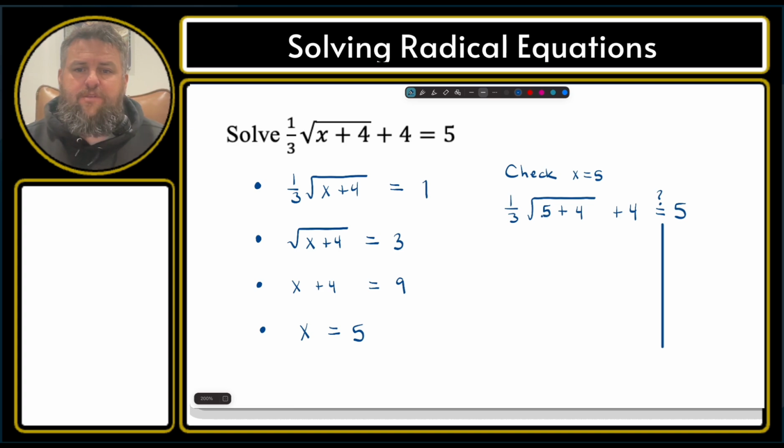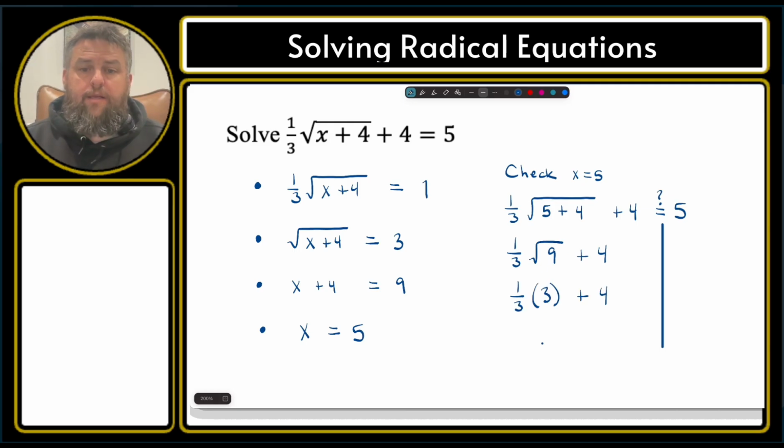Our first step is to evaluate the inside of the radical. Next, we're going to evaluate the radical. Next, we're going to multiply 1/3 times 3. And finally, 1 plus 4. As you can see, we get 5, which is equal to 5. So our solution, x equals 5, is good.